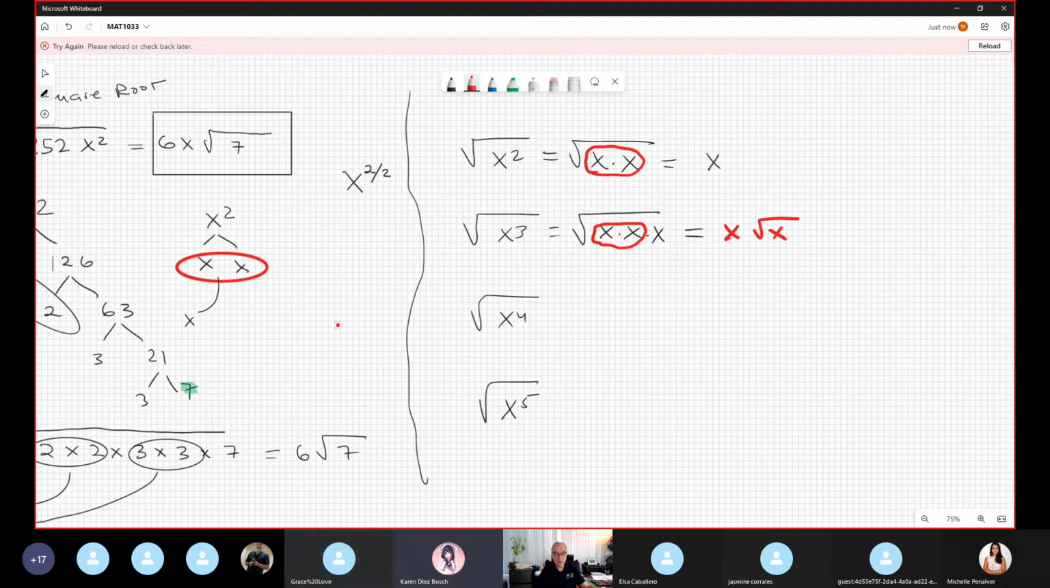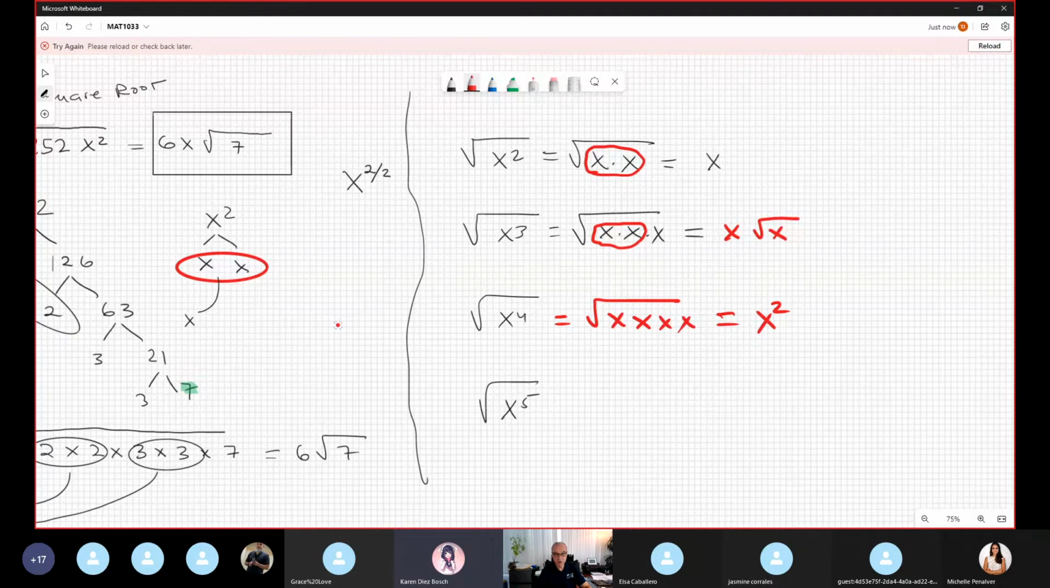And the third problem is x to the 4. 1, 2, 3, 4. How many x go outside and how many x stay? 2 x's go outside. And stay inside? 0. Do you understand now? This is a shortcut. Okay. Gotcha.